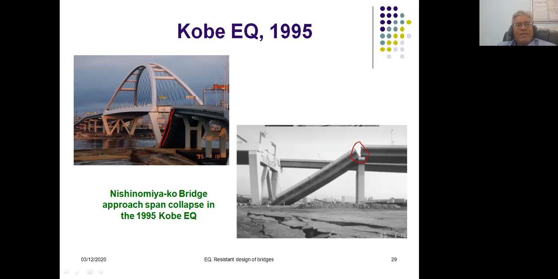Right, now you can see that this was the approach to this central portion. The approach span would be there up to the central portion, and once this part collapses, the entire traffic is going to be stuck, right? So this cannot be useful. So this is one of the failures that was observed in Kobe.